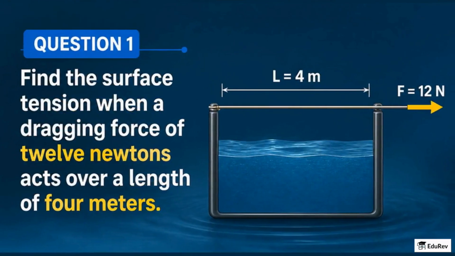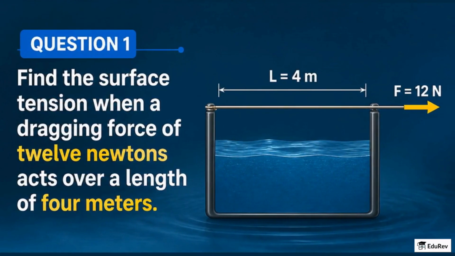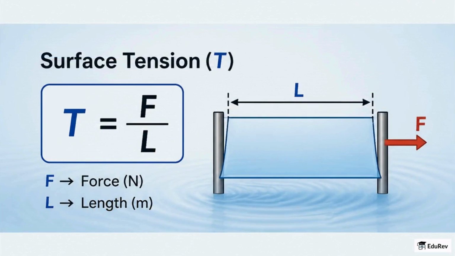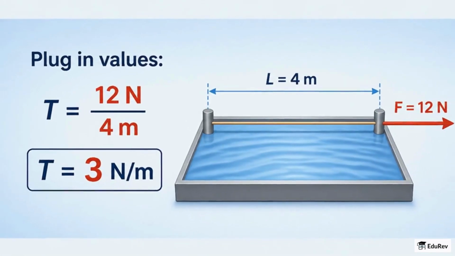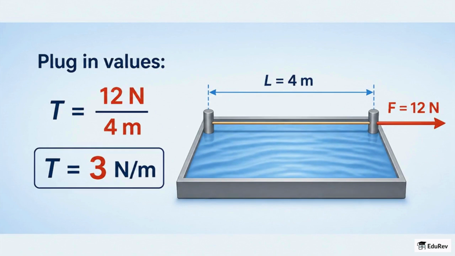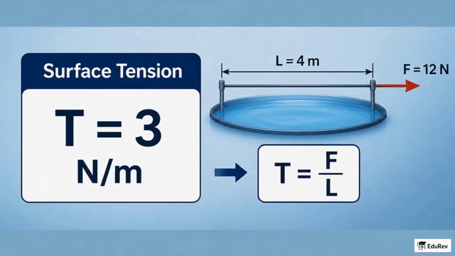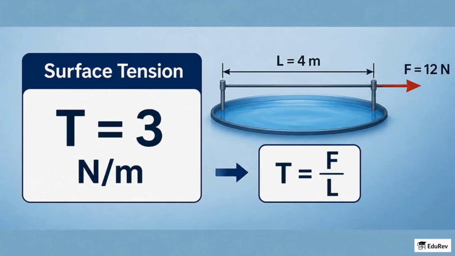Question number 1 asks, find the surface tension when a dragging force of 12 newtons acts over a length of 4 meters. Use the formula T equals F divided by L, where F is the force and L is the length. Plug in values. T equals 12 newtons divided by 4 meters, which gives 3 newtons per meter. So the surface tension in this example is 3 newtons per meter.